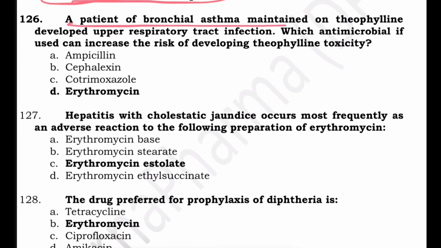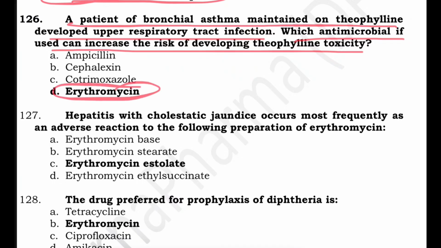A patient of bronchial asthma maintained on theophylline developed upper respiratory tract infection. Which antimicrobial can increase the risk of developing theophylline toxicity? So erythromycin is the drug. It basically inhibits the metabolism of theophylline, and thus it can result in toxicity.